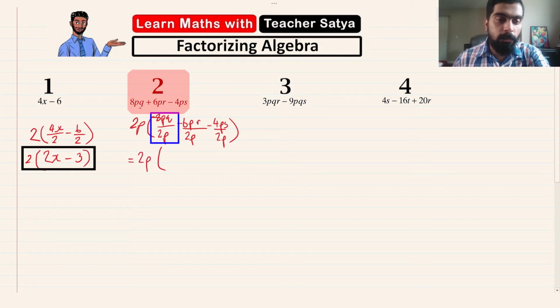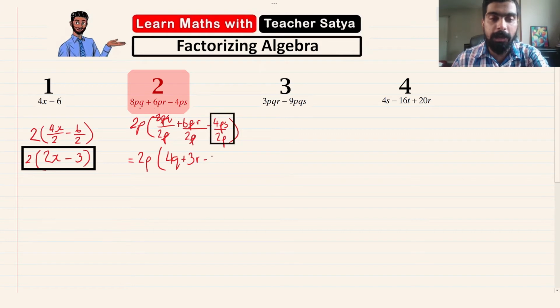So 8 divided by 2 is going to give us 4, right guys, and p will simplify itself, leaving us with q. Now for the next one, 6 divided by 2 is going to give us 3. P will simplify itself, leaving us with 3r. And minus 4 divided by 2 is going to give us 2. P will simplify itself, leaving us with negative 2s. And that would be our final answer, guys.